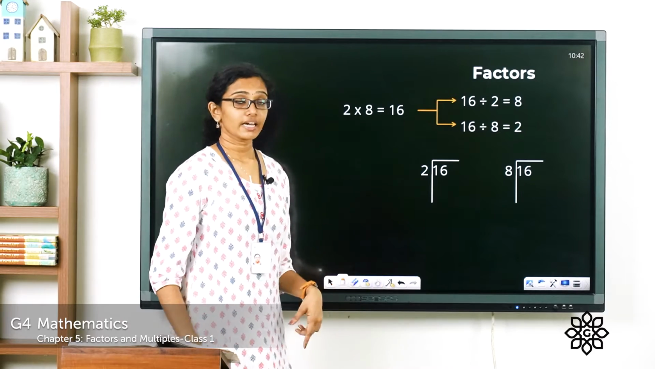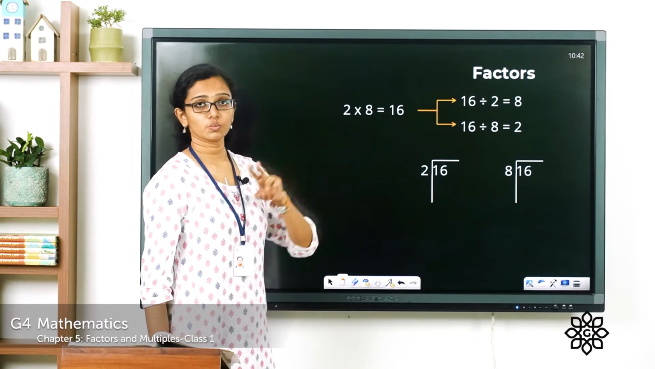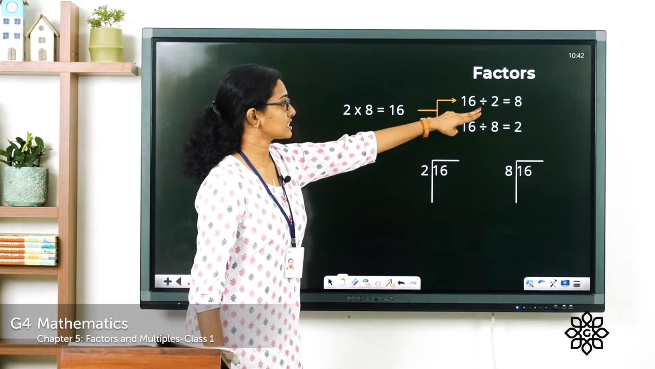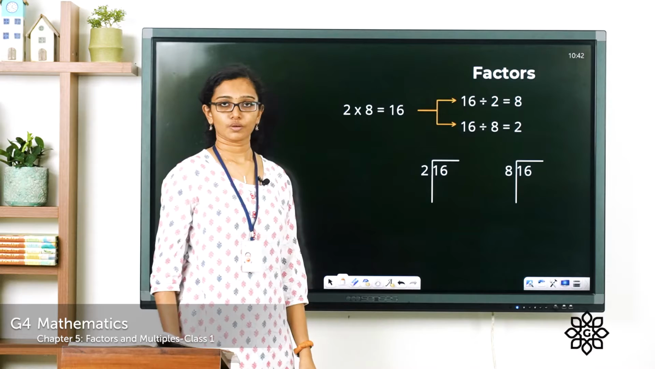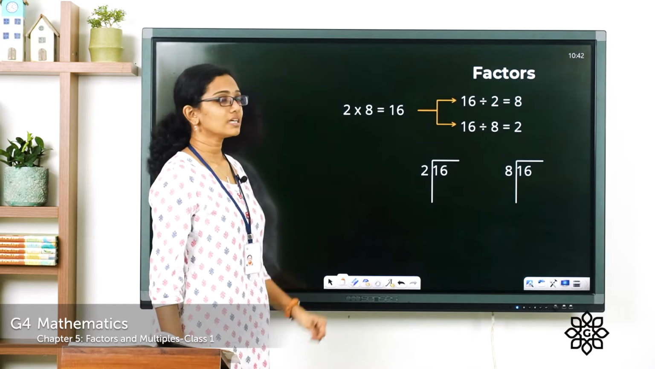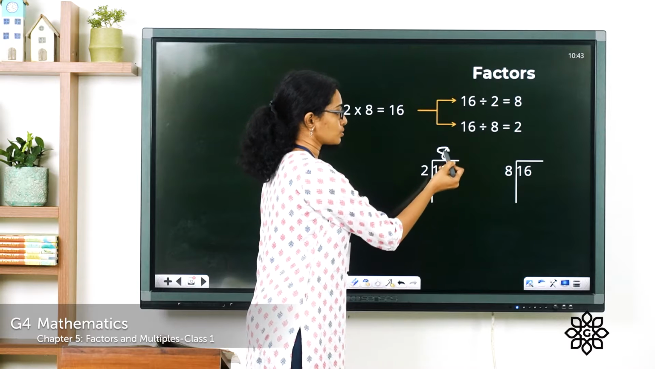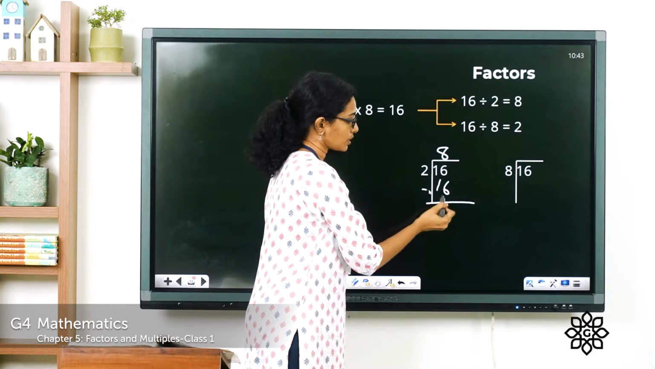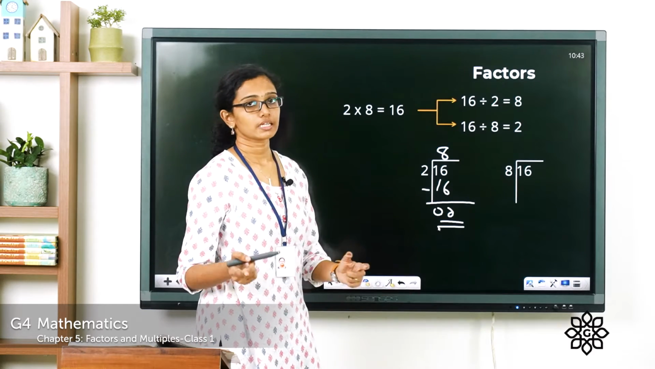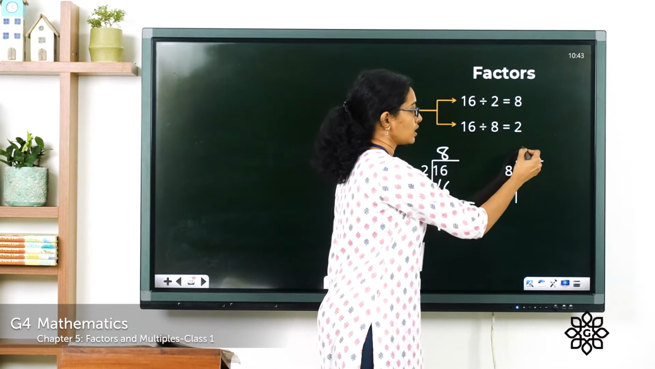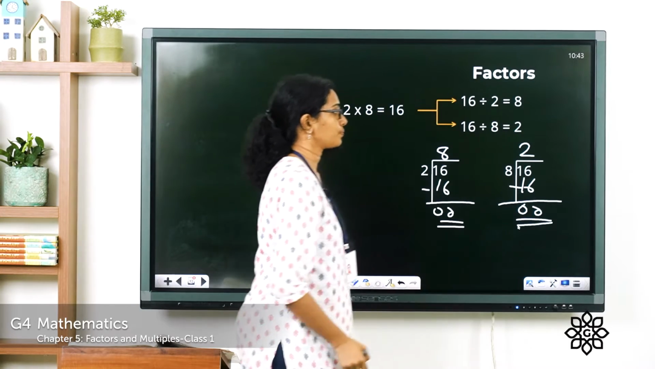Now let's see the second case. From 2 into 8 equal to 16, we can write two division facts. 16 divided by 2 is equal to 8. And 16 divided by 8 is equal to 2. Now let's see the division. 16 divided by 2. We know 2 8s are 16. And when you do the subtraction, when you complete the division, the remainder is 0. And here also 8 2s are 16 and the remainder is 0.